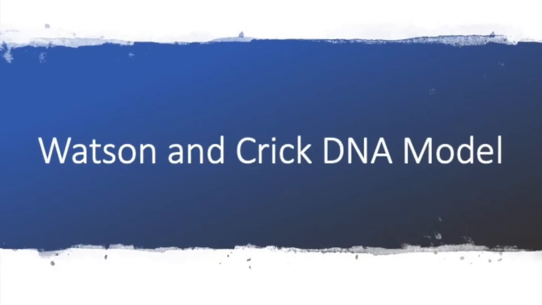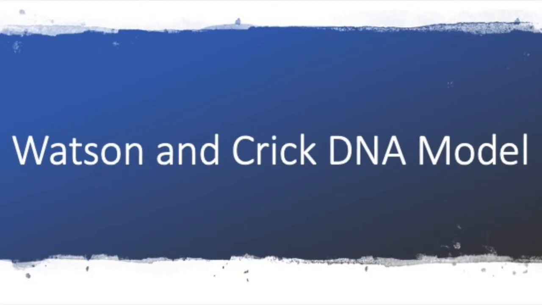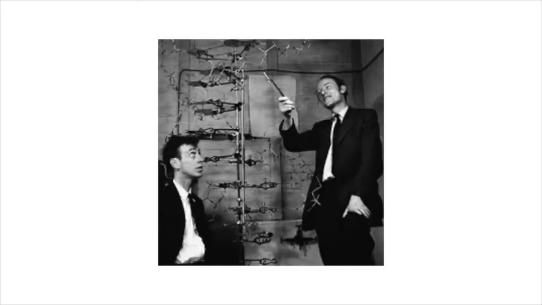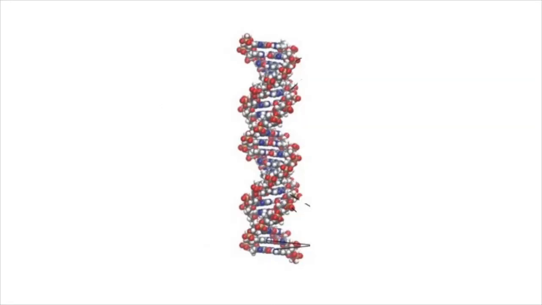Hi, I'm Alex, and in this video, I'm going to talk about the Watson and Crick model of DNA. This is Watson and Crick. In 1953, they discovered the model of DNA, also known as B-form DNA, a double helix with some unique characteristics that I'll show you in a second.